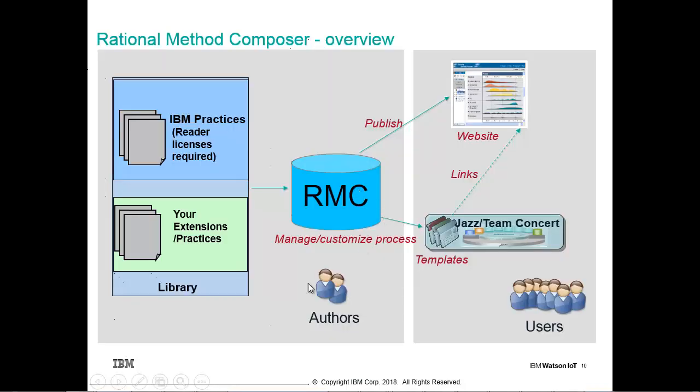The tool itself is an Eclipse client, and on the left-hand side we can see a small number of authors who work with either the IBM Practices library, or their own library or their own extensions to the IBM library, and they publish out to a website. They can also optionally create work item templates for Rational Team Concert, which can have links into that process website. One thing you might observe is that there's a large number of users compared to authors.